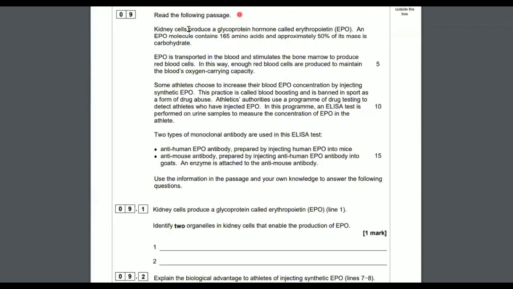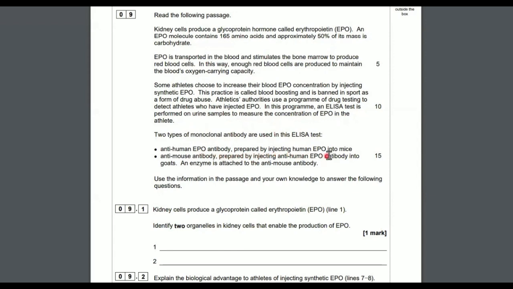Okay, final question, peeps. Read the following passage. Kidney cells produce a glycoprotein hormone called erythropoietin, or EPO, whatever you want to say. An EPO molecule contains 165 amino acids and approximately 60% of the mass is carbohydrate. The EPO is transported in the blood, and stimulates the bone marrow to produce red cells. In this way, the red blood cells are produced to maintain the blood's oxygen carrying capacity.